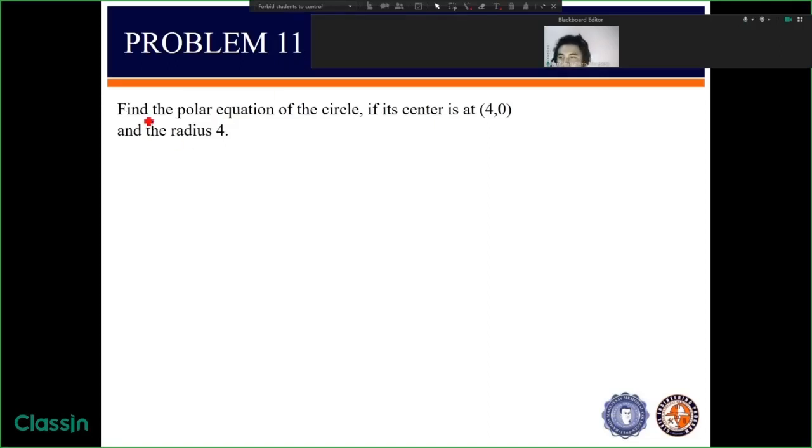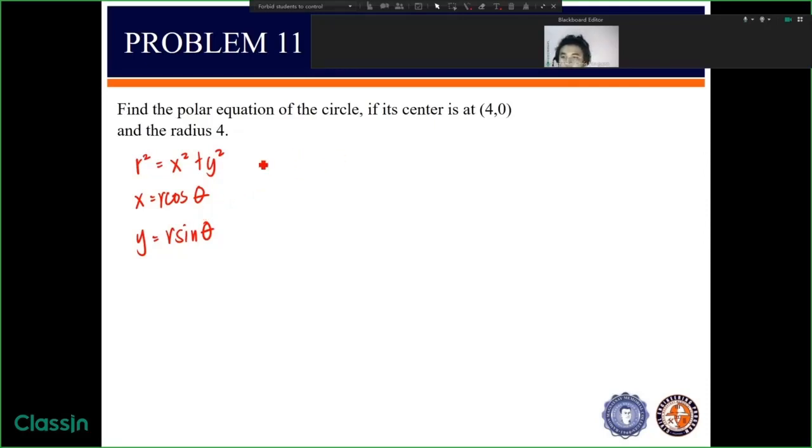Now, for converting to polar, you only need to remember these three equations. We have r squared equal to x squared plus y squared, x equal to r cosine theta, and y equal to r sine theta. These three are the most useful equations in converting rectangular form to polar or polar into rectangular.